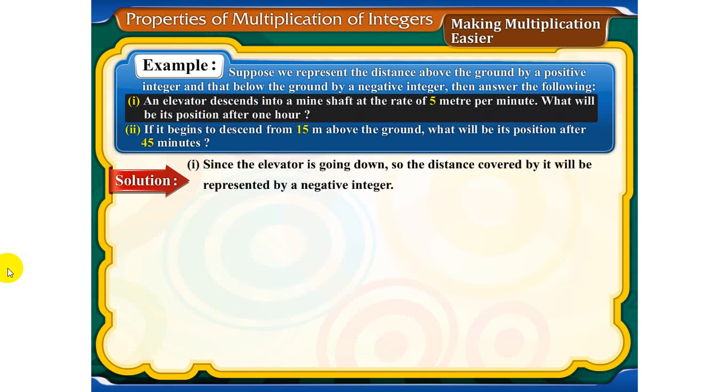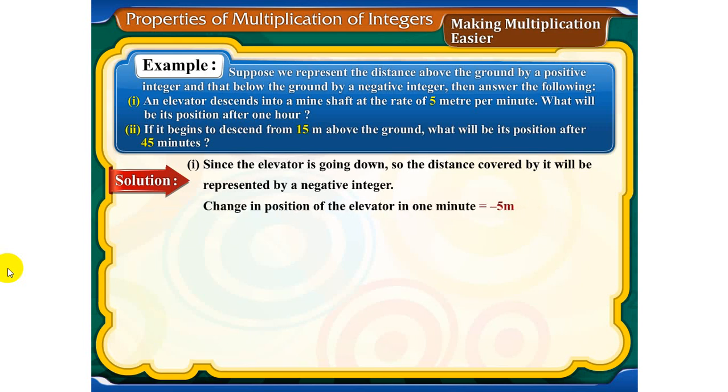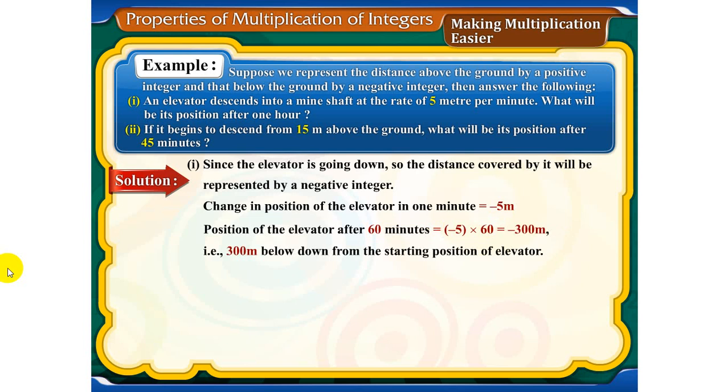Solution. 1. Since the elevator is going down, the distance covered by it will be represented by a negative integer. Change in position of the elevator in 1 minute equals minus 5 meters. Position of the elevator after 60 minutes equals negative 5 multiplied by 60, which equals negative 300 meters. That is 300 meters below the starting position of the elevator.